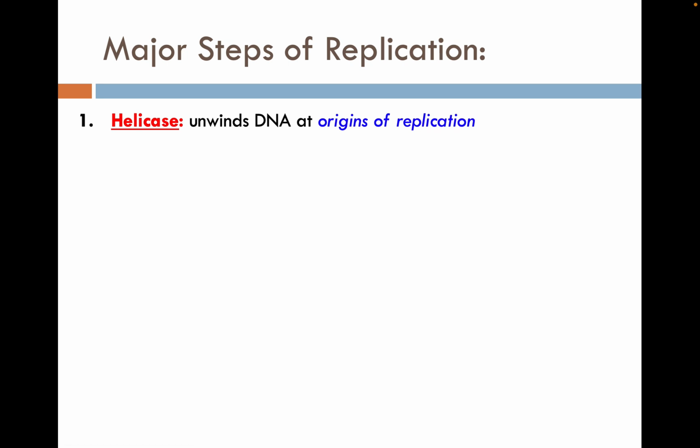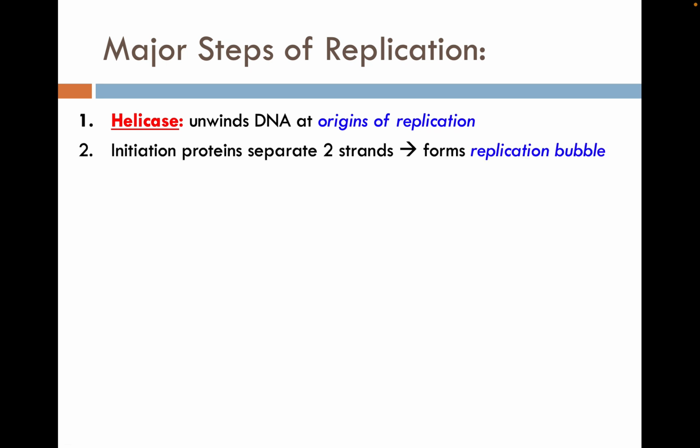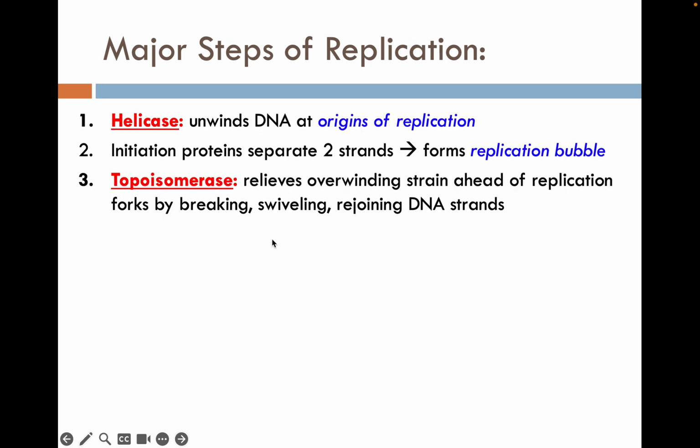So, the major steps of replication. First, DNA helicase unwinds the DNA at the origins of replication. It's kind of like the start spot for copying DNA. Initiation proteins separate the 2 strands from each other, and this forms a replication bubble, a bubble where the DNA is unwound. Topoisomerase relieves overwinding strain ahead of the replication fork, or ahead of the bubble, by breaking, swiveling, and rejoining DNA strands.